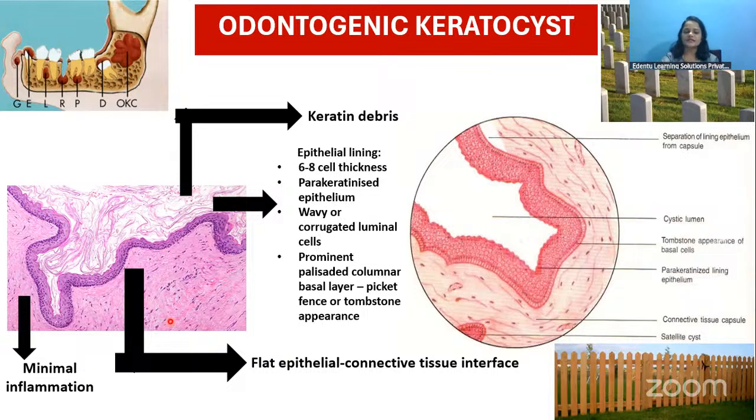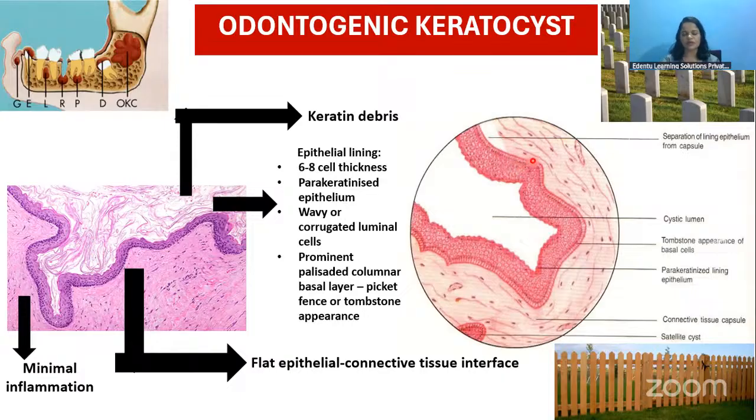Okay. And next thing is the epithelial connective tissue interface. Here also there will be no rete ridges. The epithelial connective tissue interface is usually flat. And since it's flat, because of the harsh treatment in tissue processing, sometimes the epithelium can get dislodged, can get separated away from the connective tissue. So it can create a gap like this in some areas of the OKC.